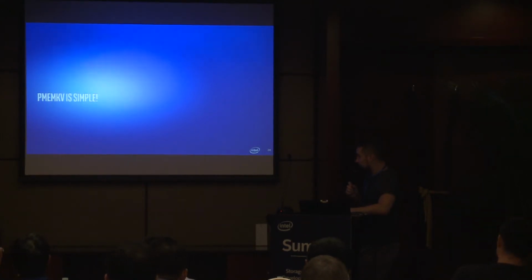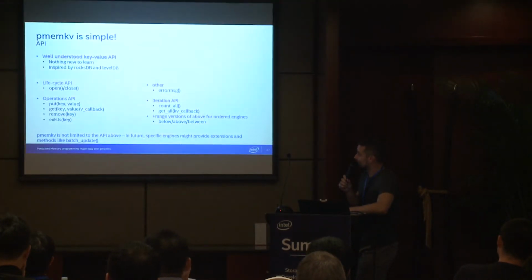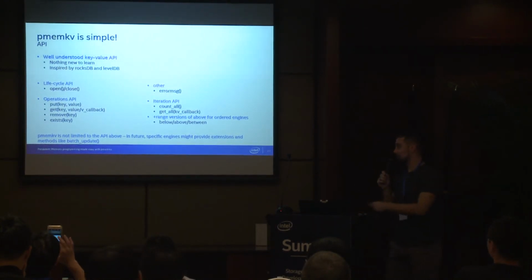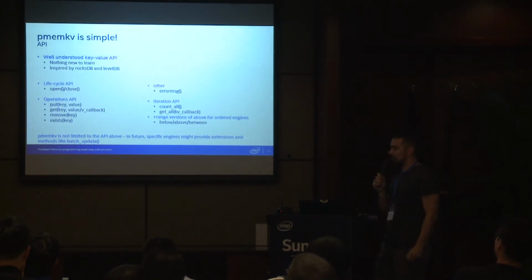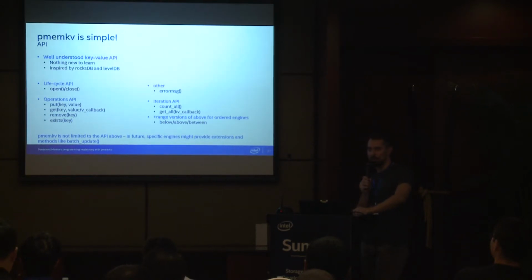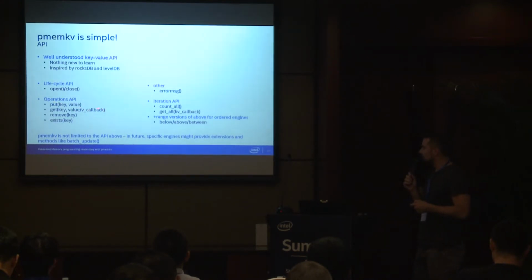And finally, I can show you the full example of Pmemkv usage. I could start this presentation from this slide and finish 3 slides later, because this is all what you need if you want to start programming with Pmemkv. So we have well understood key value API. There is nothing new to learn. It is inspired by key value data stores like RocksDB and LevelDB. We have API for managing lifecycle, as I already showed on previous slides. We have open and close API. We have operations API, put key value, get key value, or you can use a callback. I will describe the difference on the next slide.